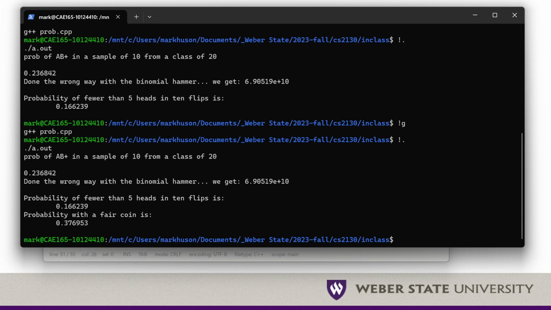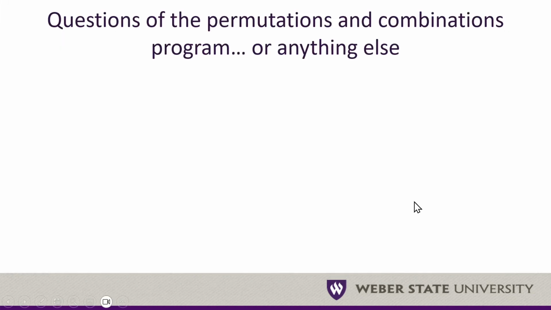Yeah, so it's a lot less than if I have a fair coin, almost 40%, 35, 38% of the time, roughly. I expect to see fewer than 5. But if I've got an unfair coin, I'm down to 16%, 17%. So big difference there. So permutations, combinations program, that's the last one that we worked on.